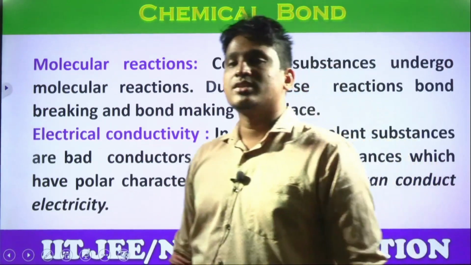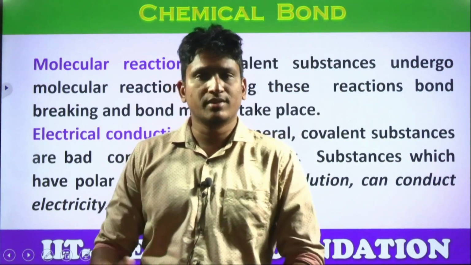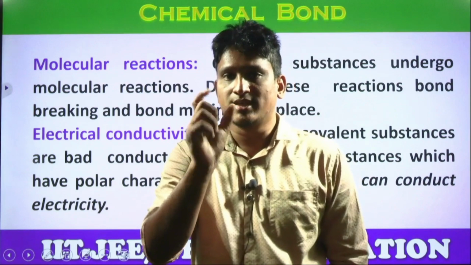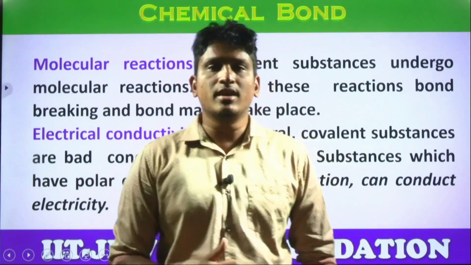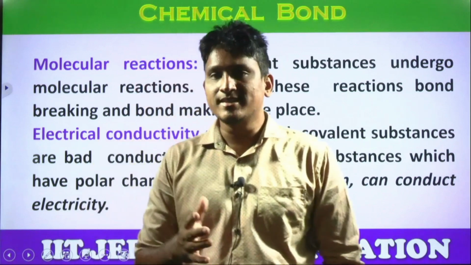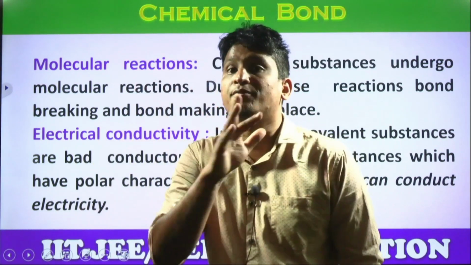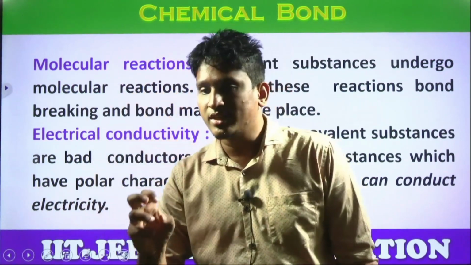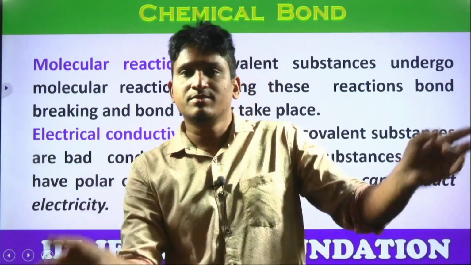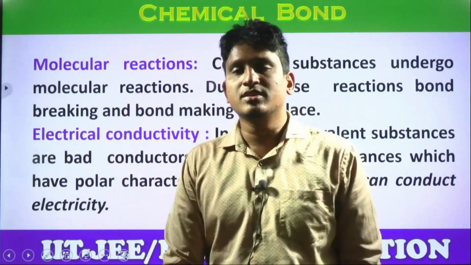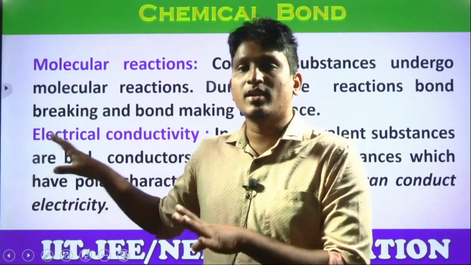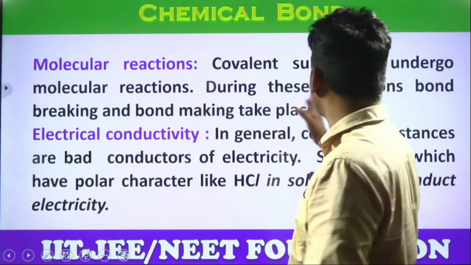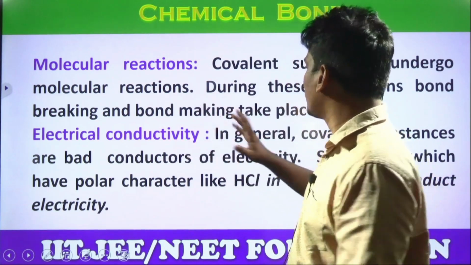Now molecular reactions. Ionic compounds undergo ionic reactions, yes or no, positive, negative. Molecular compounds are made by bonds, yes or no, we are talking about a bond, a single bond, double, triple bond. So when these covalent molecules undergo chemical reactions, what is expected? Breaking the bonds and the formation of new bonds. Is it expected in the case of ionic? No. Ionic reactions are instantaneous reactions with positive, negative, opposite ions, displacement, double displacement, yes or no. But here covalent molecules undergo molecular reactions. What does it mean? Bond breakings, bond formations. During these reactions, bond breaking and bond making take place.